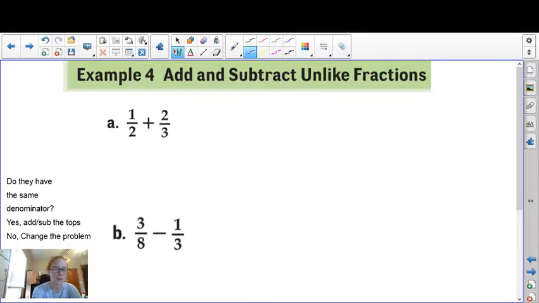Step number 1, do they have the same denominator? No, so we're going to have to change the problem. So I need to find a number they both have in common. So 2 and 3 can both multiply to 6. So I'm going to start by writing the new denominators, which we said was 6.